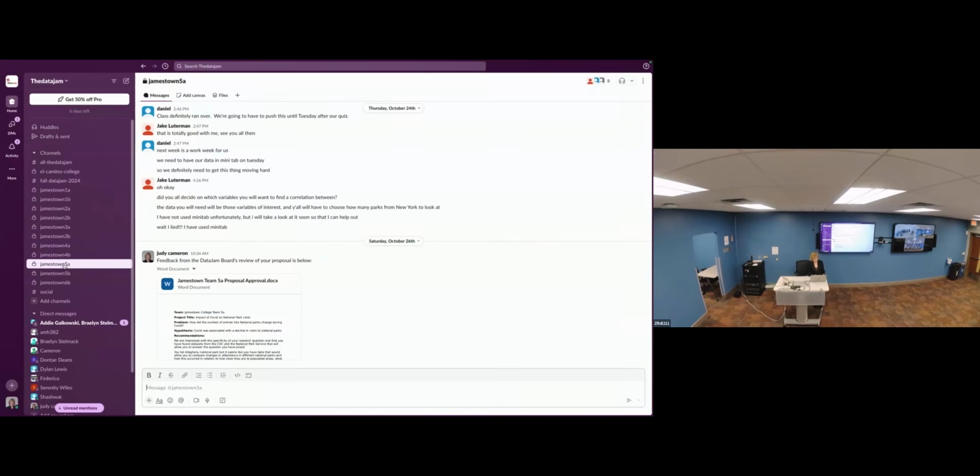So I'm hopefully meeting with my group. Project idea: my group wants to see whether COVID-19 had significant effects, mostly negative effects, on attendance for national parks. I think they've decided they want to look specifically at New York.